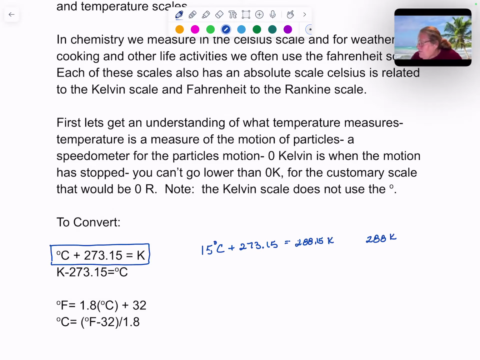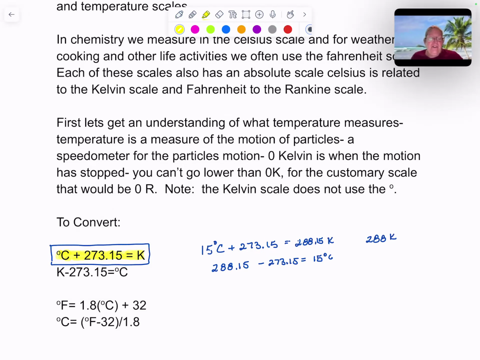To go back the other way, you're going to subtract 273. So here we can do the same thing. We're going to take our 288.15. We're going to subtract that 273.15, and that's going to take us back to our original 15 degrees Celsius. So you may want to commit this factor to memory, and you use the 273 or the 15 depending on what your system is using.